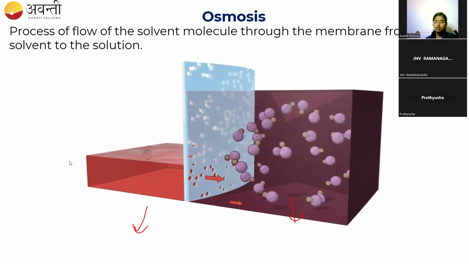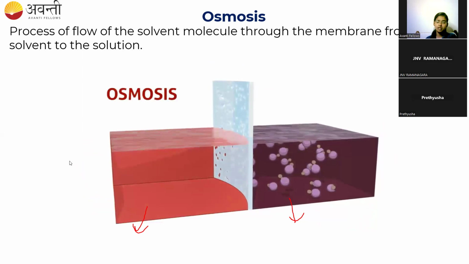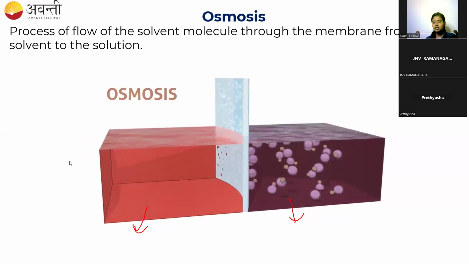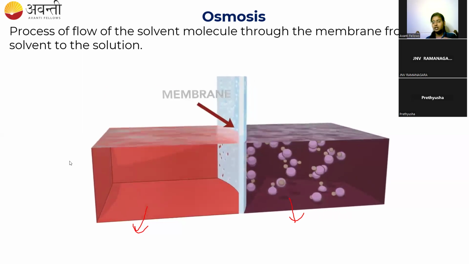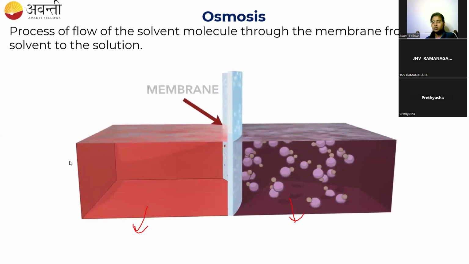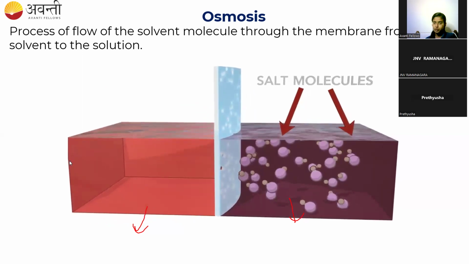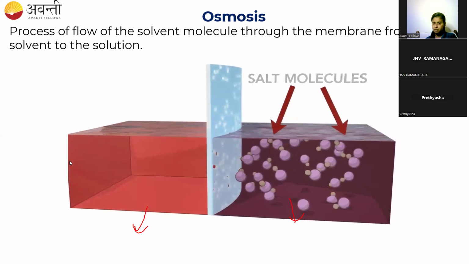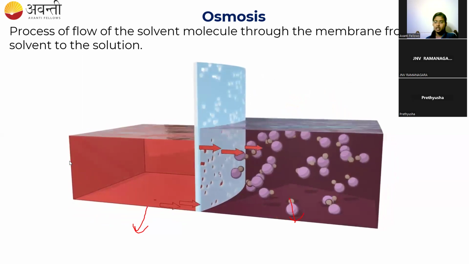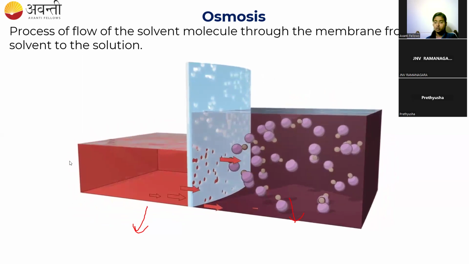Now, what is the role of this semi-permeable membrane? Here you can understand, right? Initially, solvent and solution are in equal amounts. As time goes on, the solvent molecules pass through the membrane and move into the solution side, in which the solute molecules are present. So the flow of solvent goes to the other side. This is called osmosis.